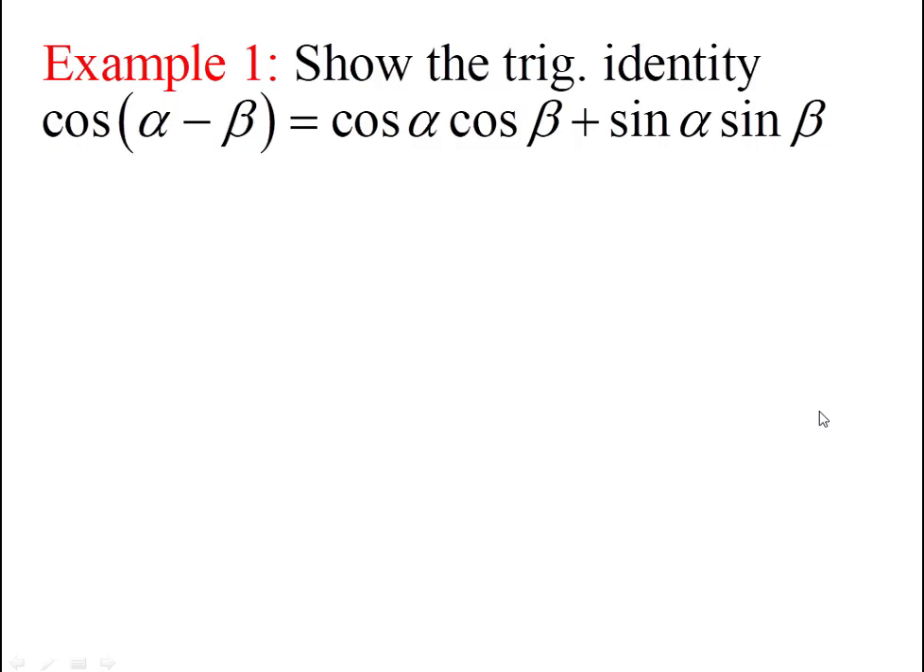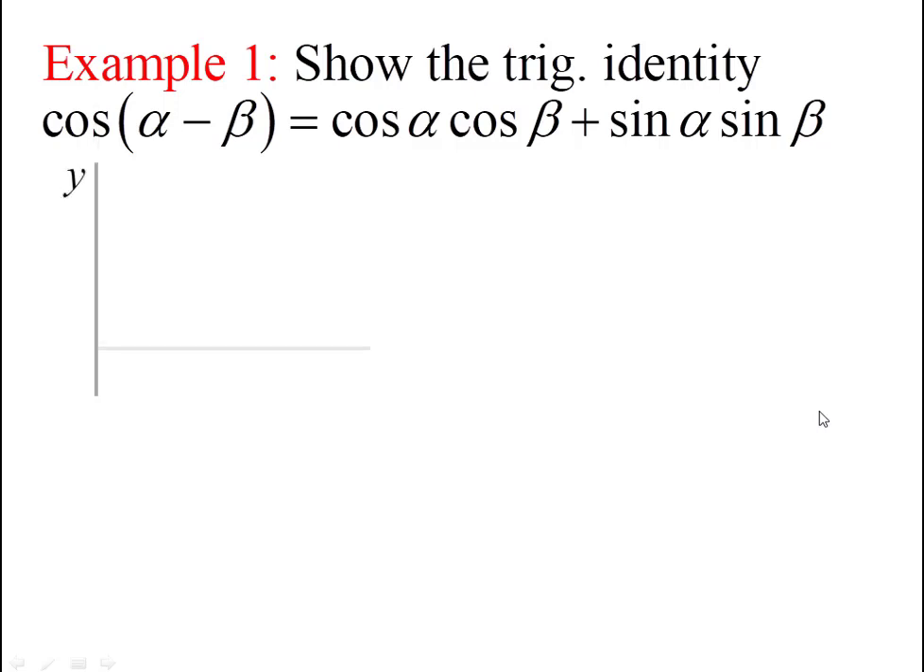For example, show the trigonometric identity cosine of alpha minus beta, which is expanded as cos alpha cos beta plus sine alpha sine beta. Most of us may have used this kind of mathematical identity a number of times, but we may not know where it came from. In this tutorial, I will show you the proof in relation to the concept of vectors.